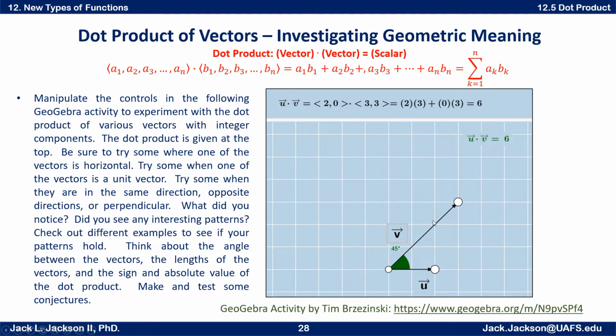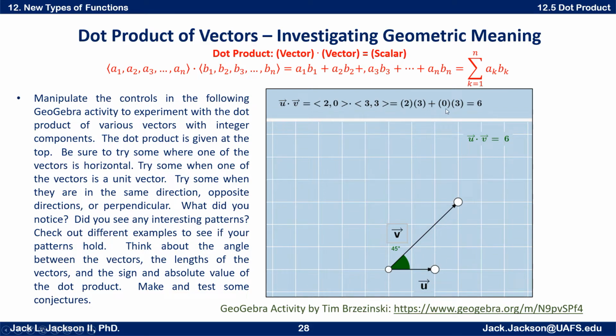Vector v goes from this point to this point, which with the scale is 1 in both directions. This one goes to the right 3 and up 3, so that's the second vector. The first vector goes to the right 2 and up or down 0. That can be changed dynamically.